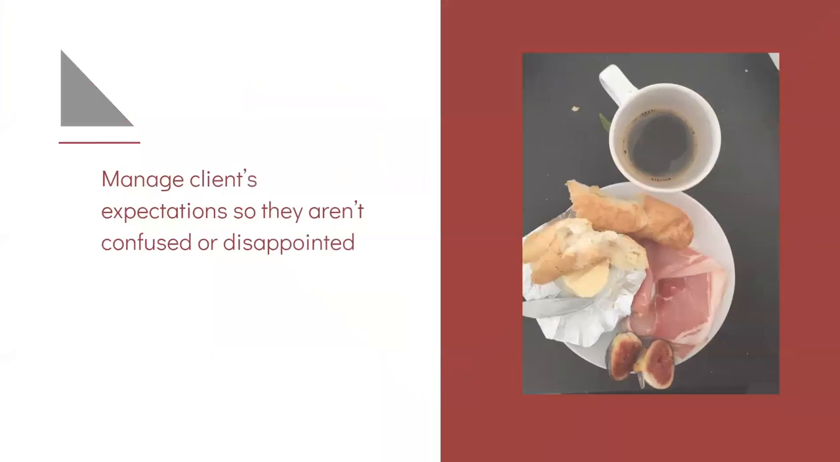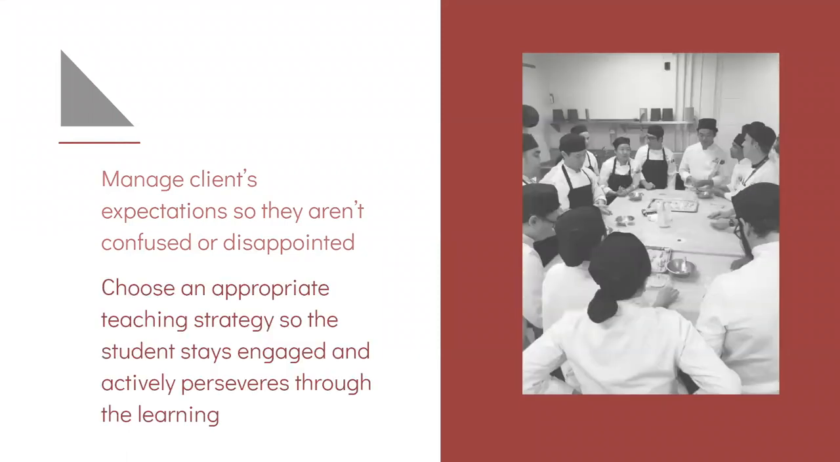This will help us manage the client's expectations so they're not confused or disappointed in the case of the menu item. So I present to you the spaghetti and meatballs, and the dish you get wasn't at all what you thought it was going to be. Well, you're going to be disappointed. And that we don't want, because then you're not going to come back for more. So in teaching, choosing the appropriate strategy is so that the student stays engaged and perseveres through the learning. If I haven't thought about the parameters, or the teaching strategy I've chosen isn't appropriate, I'm going to lose students along the way. They're going to struggle and I'm going to struggle as the teacher.